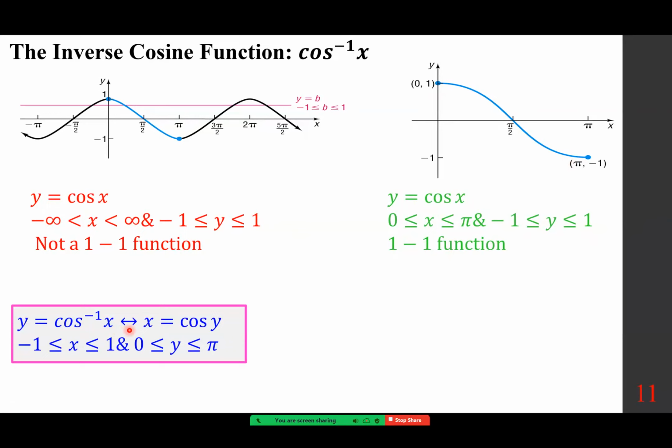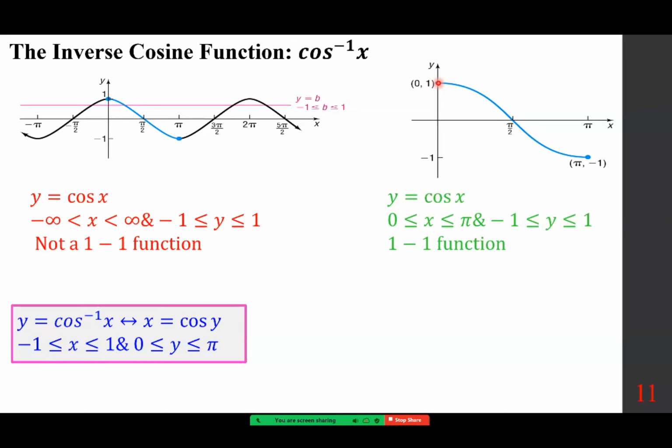So y equals cosine inverse of x. That means x equals cosine y by definition of an inverse function. X is between negative 1 and 1, and y is between 0 and pi. I can't emphasize this enough, to remind everybody that the domain of one becomes the range of the other. So the domain for cosine becomes the range for cosine inverse, and the range for cosine x becomes the domain for cosine inverse.